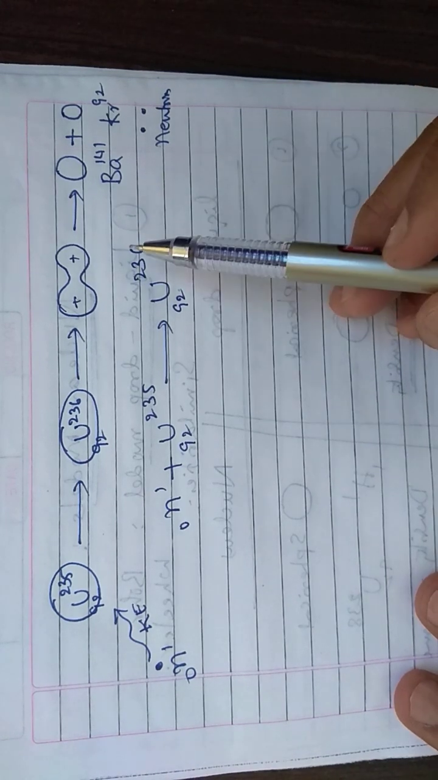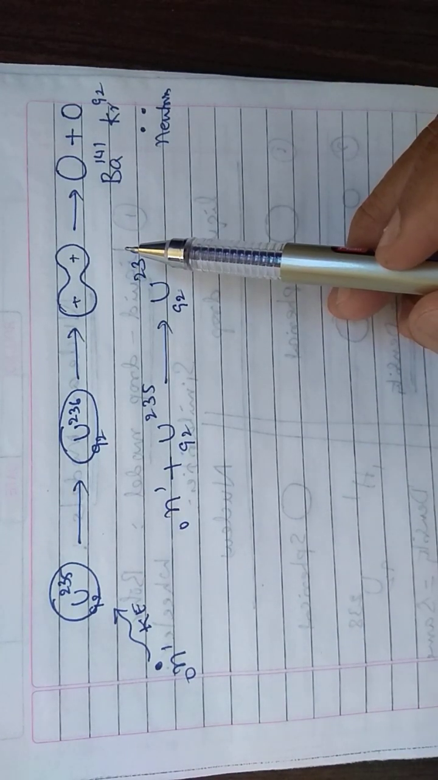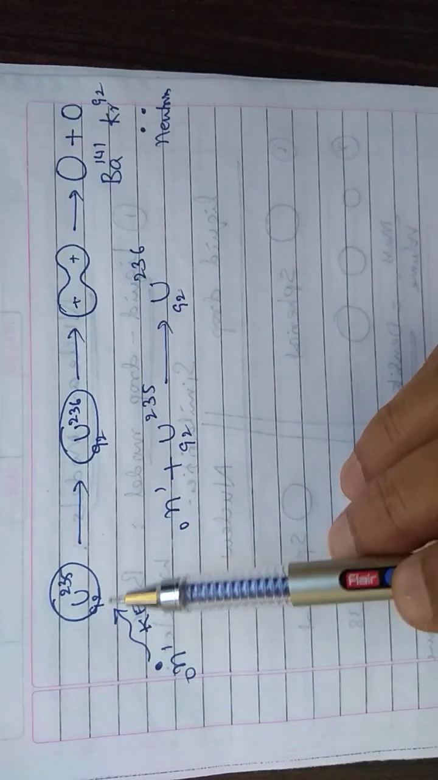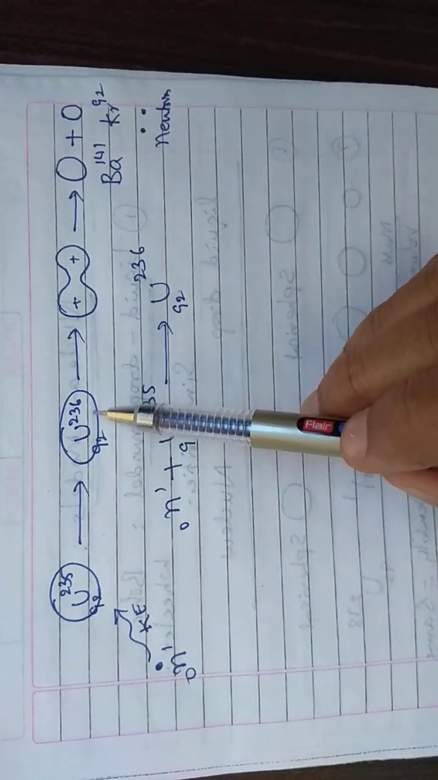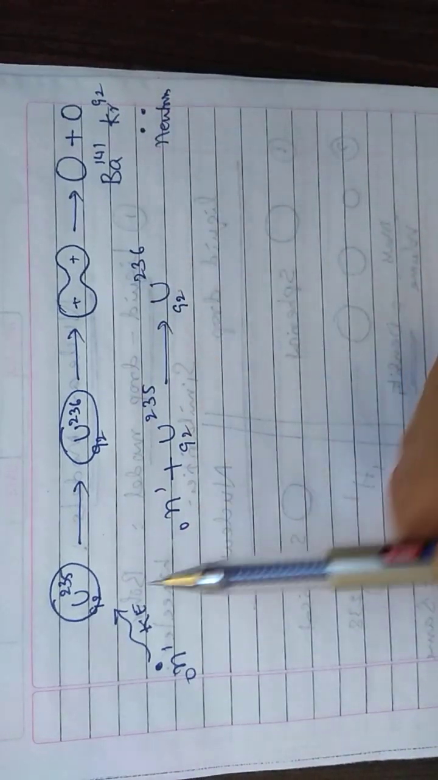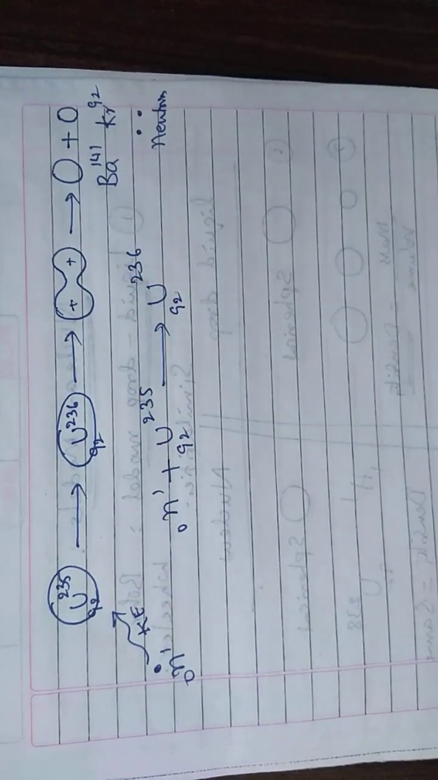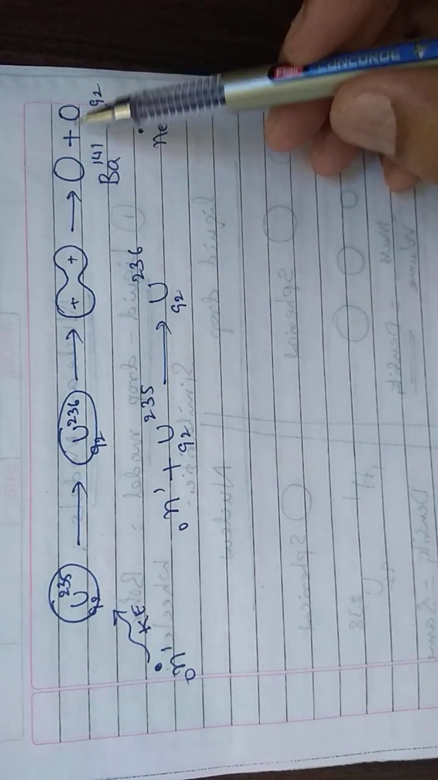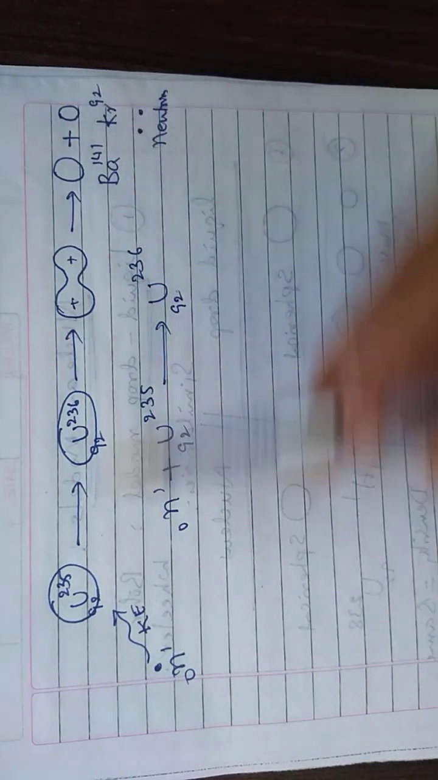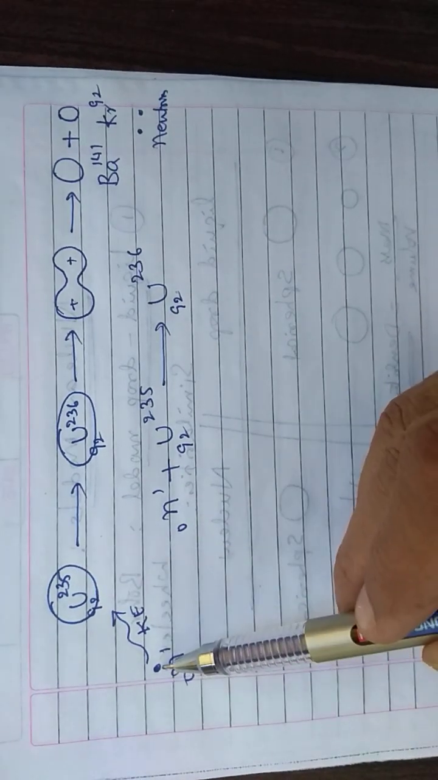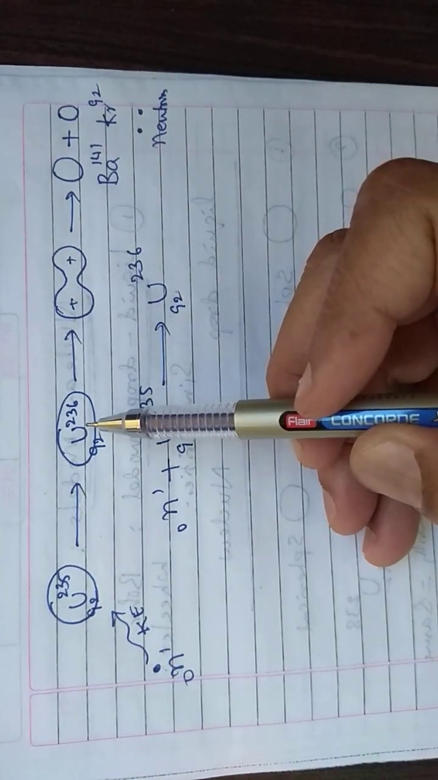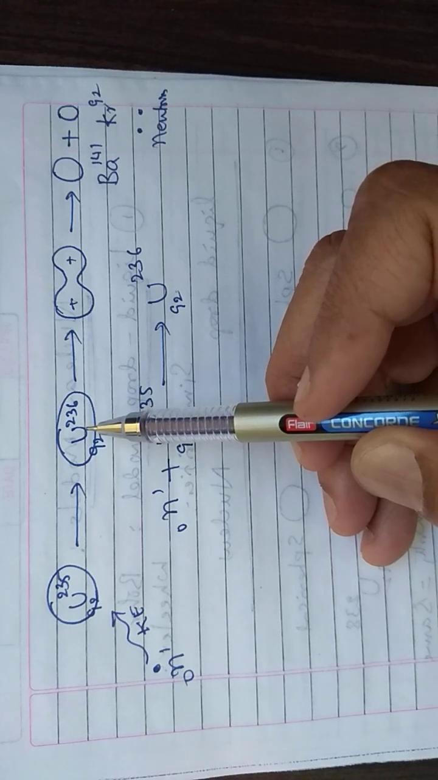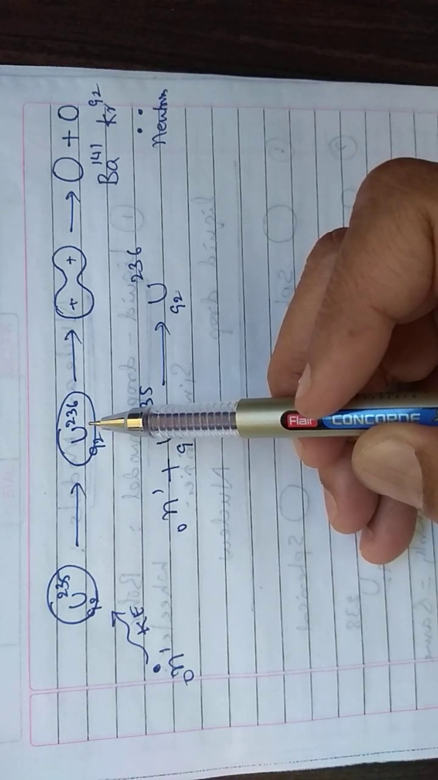Bohr and Wheeler took the analogy of the liquid drop and started to explain how nuclear fission happens using the liquid drop model. Okay, so this is the basic idea. Barium and krypton are called the fission fragments. The target nucleus plus the projectile is called the compound nucleus, which exists in a metastable condition.